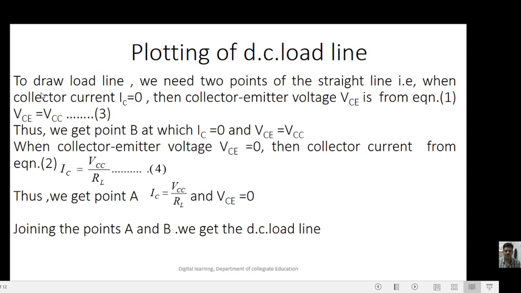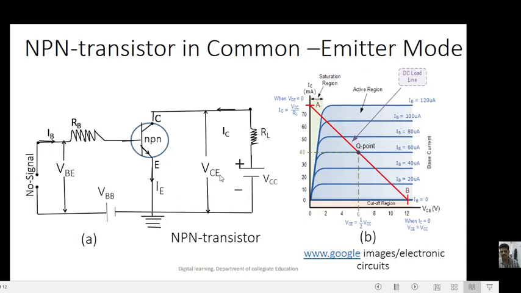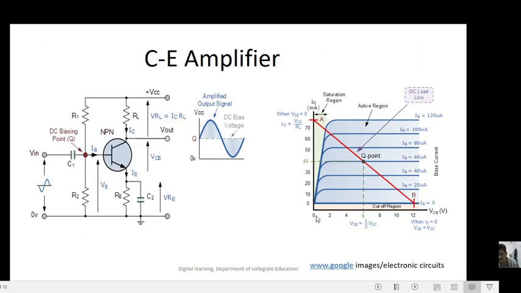Plotting of DC load line. To draw a load line, we need 2 points of the straight line. That is, when collector current IC is equal to 0, then collector emitter voltage VCE, from equation number 1, is equal to VCC. VCE is equal to VCC at IC equals 0. Here IC is equal to 0 at this point and VCE is equal to VCC.